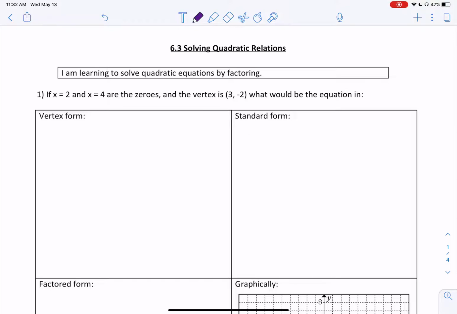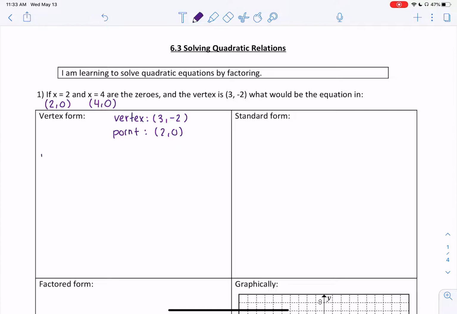So going back to last unit, we'll start by finding our equation in vertex form. So we're given that x equals 2 and x equals 4 are my zeros. These zeros give us the points (2, 0) and (4, 0). So we are given our vertex and a point, just like we were before. So we have our vertex at (3, -2), and we have a point at (2, 0). It doesn't matter which point you pick because they're both on the parabola.